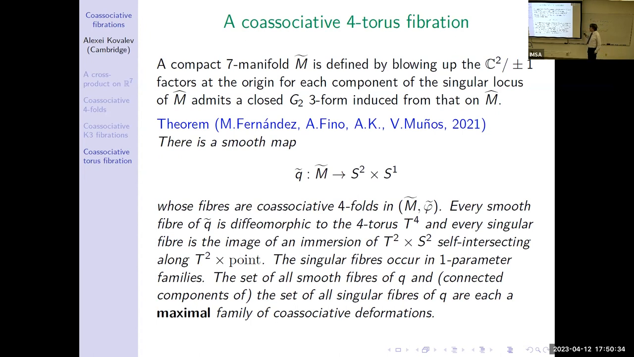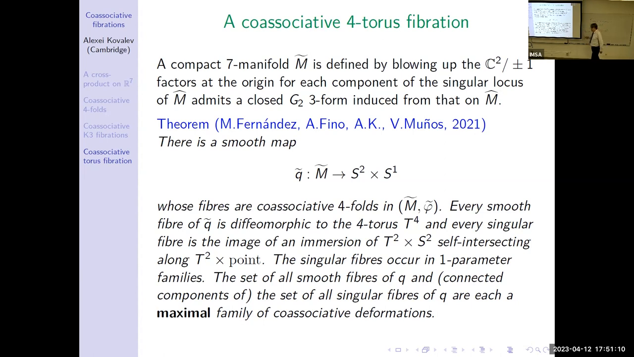There are also singular fibers. The singularity looks like basically a crossing, where the manifold crosses itself with two-dimensional intersection. But it turns out that it's an inversion of torus times a two-sphere. So the self-intersection corresponds to a point in the two-sphere. So the singular fibers occur in one-parameter families. The smooth fibers and singular fibers are each a maximal family. In this example, maximality is easier to see.